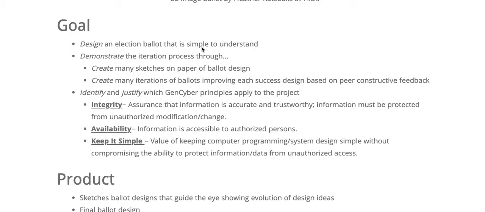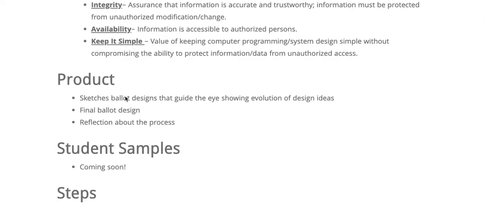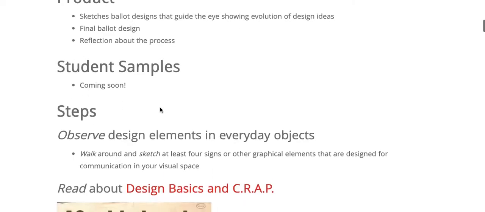When I say iterative process, that means going through the cycle of developing something, learning about design, and identifying the three concepts: integrity, availability, and keep it simple from the Gen Cyber principles, and hopefully folding that into your design. You're going to create some sketches, and you're going to have a final design, and then a reflection and blog post, which will be highlighted here. I don't have any examples yet because this is a new project.